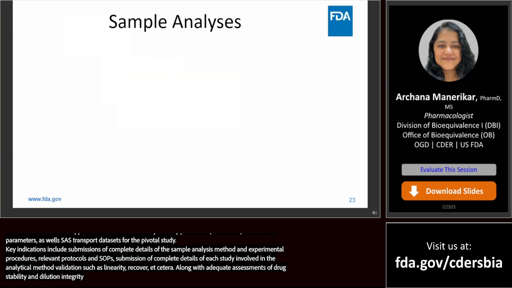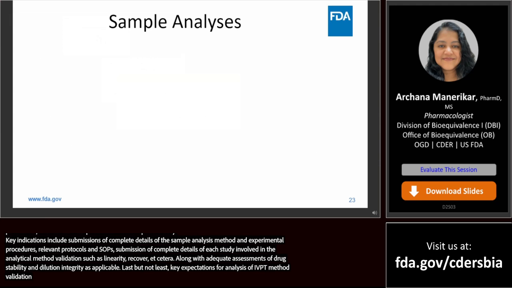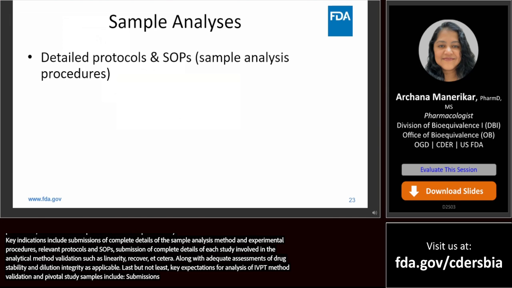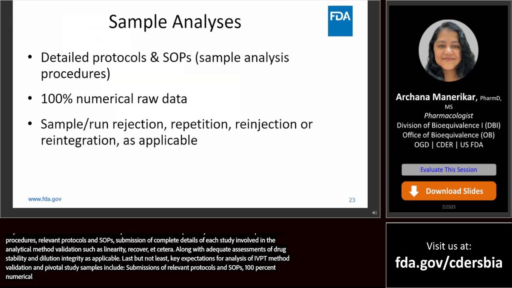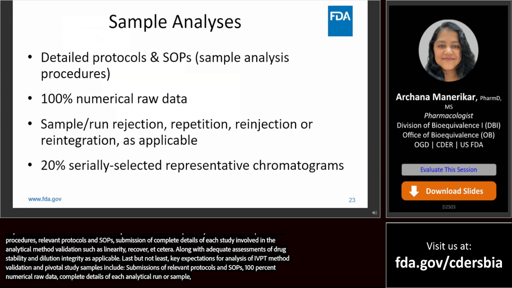Last but not least, key expectations for analyses of IVPT method validation and pivotal study samples include submissions of relevant protocols and SOPs, 100% numerical raw data for all analytical runs, complete details of each analytical run or sample rejection, reinjection, repetition, or reintegration as applicable, and submission of adequate representative chromatograms.